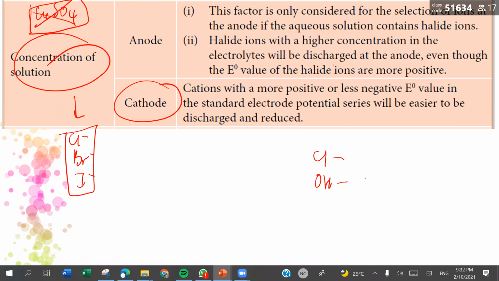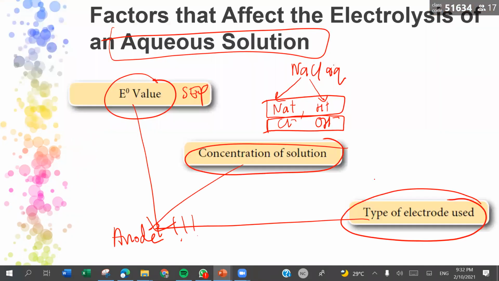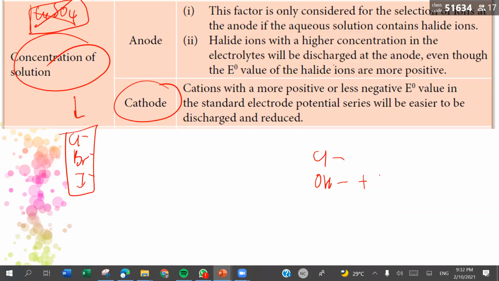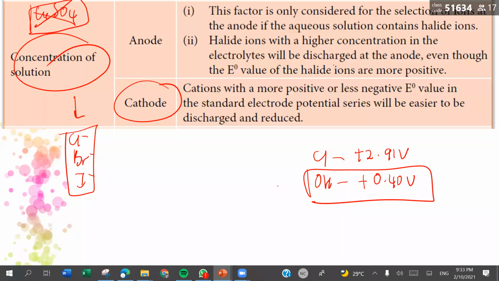You and I know this now, right? OH was positive. How much? What was the value just now? 0.40. Okay, it's a positive 0.40. Chloride was positive 2. I can't remember. 2 point what? Okay, 2 point something. Teacher put here 2.91. Okay, you and I know we're supposed to take OH, right? In the normal sense, correct or not? For anode, if we are looking at SAP value, do you all agree that we must take OH?